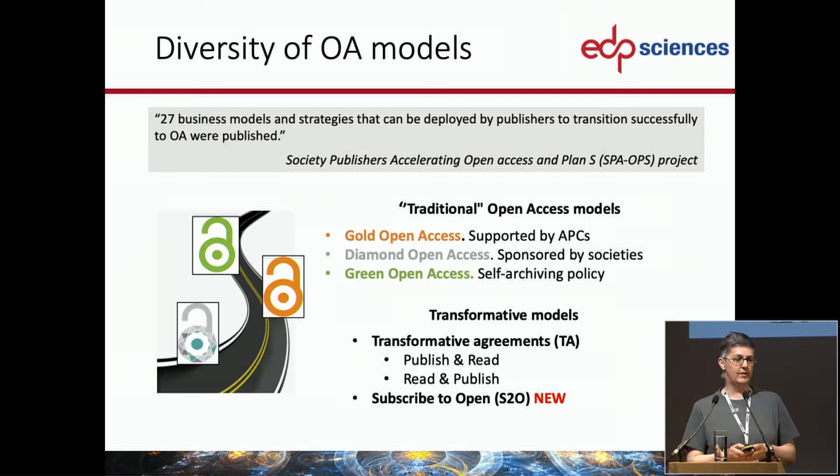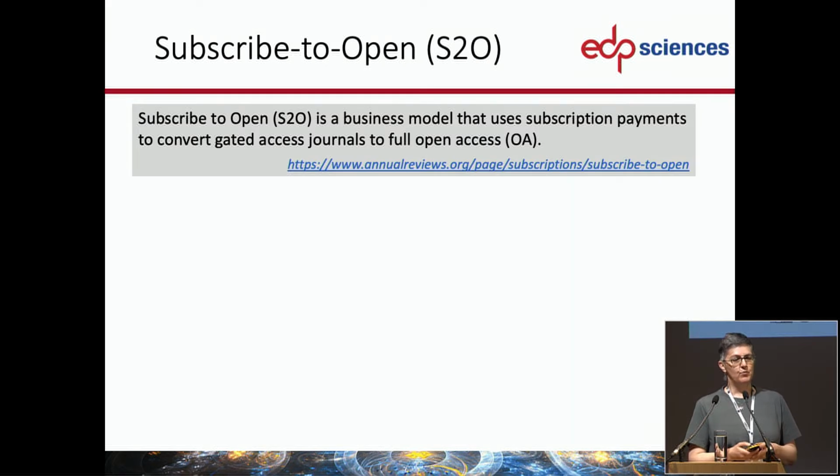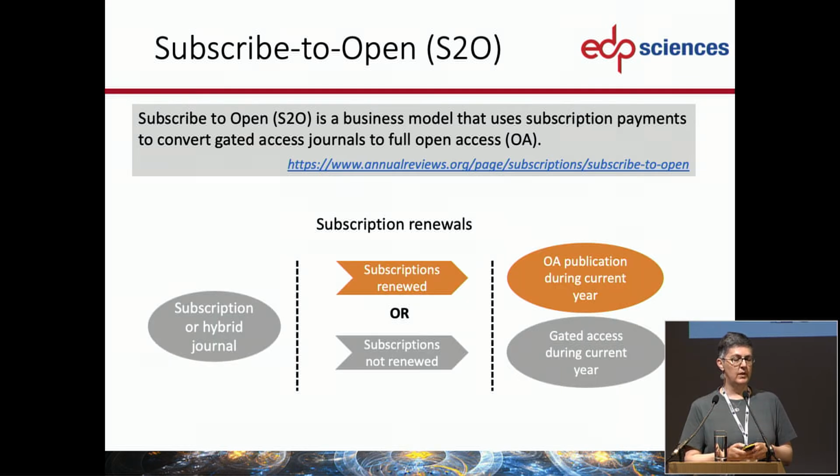So Subscribe to Open, one definition that can be given, is a business model that uses subscription payments to convert gated access journals to full open access. So in terms of the money in the system that was mentioned also earlier, it's basically the same money in the system, and you take subscription journals and you can convert them to open access.